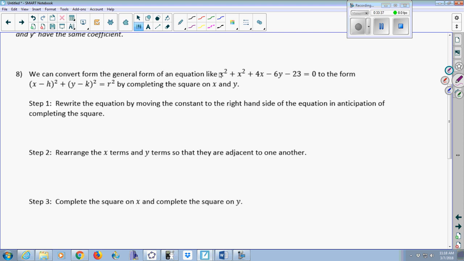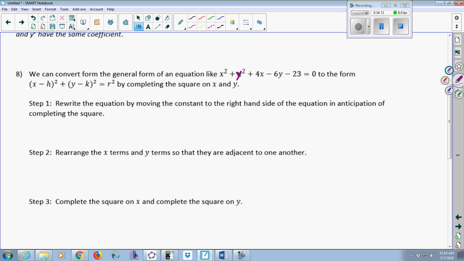When we convert from the general form, notice I have a little typo here. This should be y squared. So we can convert from this general form back to this form. Notice what we did here. We have two perfect squares in this form. So in order to go from one form to the other, we need to use a technique called completing the square.